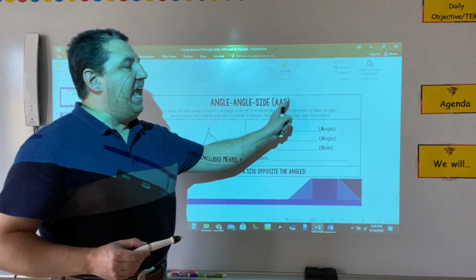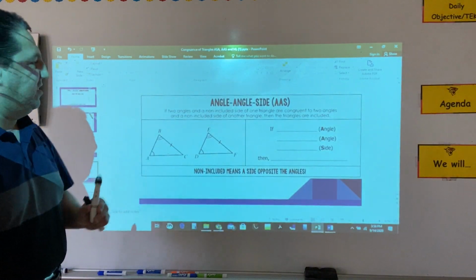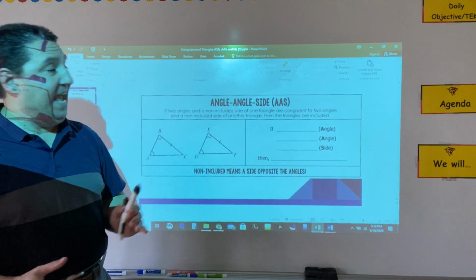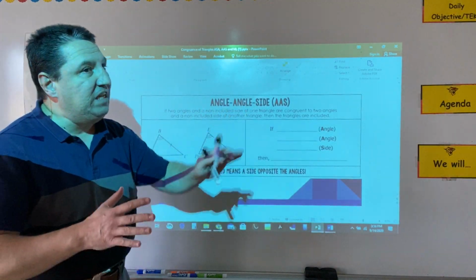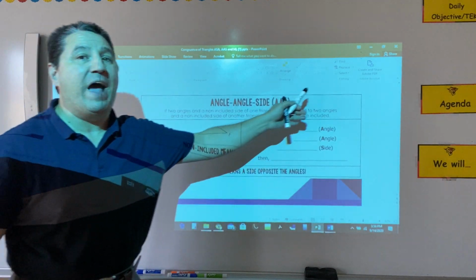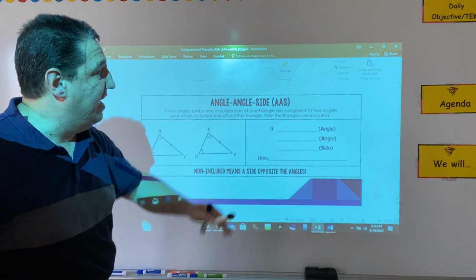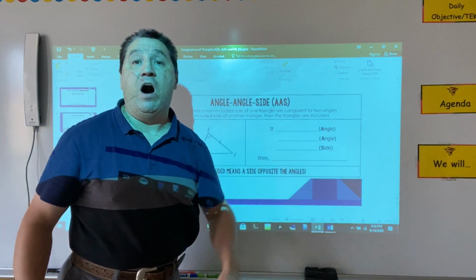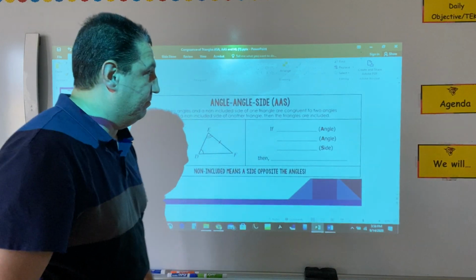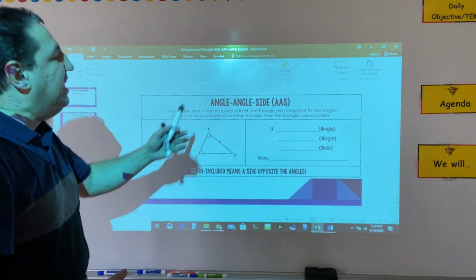So-called AAS. What does this case state? If two angles and the non-included side of one triangle are congruent to two angles and a non-included side of another triangle, then the triangles are congruent. Yeah? So, what does non-included mean?